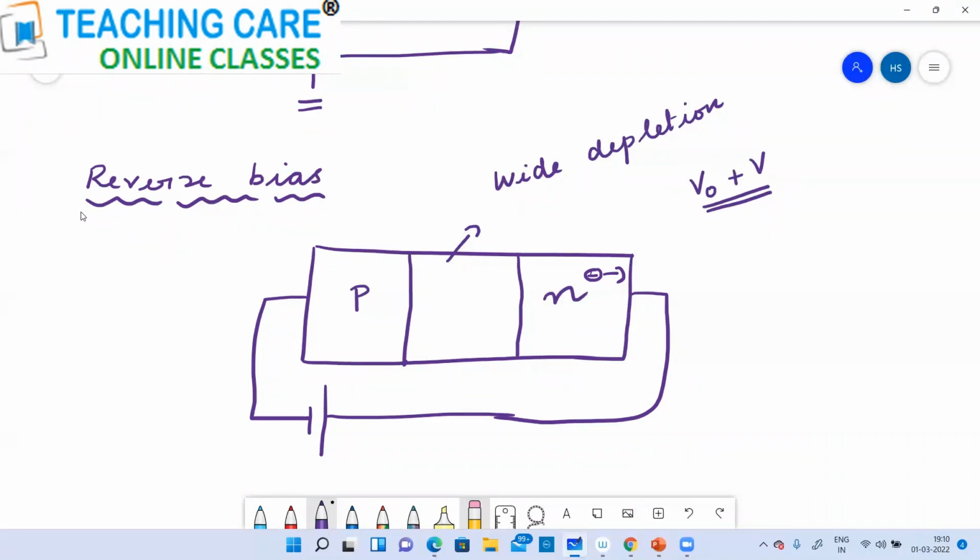Do you follow? So the potential drop across the junction increases, and the diffusion of holes and electrons automatically decreases. So the depletion region is thick. The junction diode offers a high resistance. When you draw, you have to draw a bigger one.